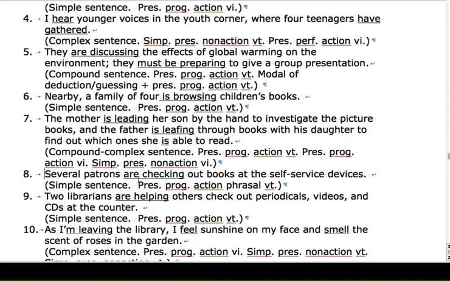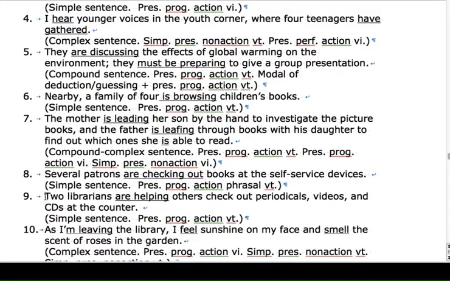Now let's look at sentence number 8. Several patrons are checking out books at the self-service devices. This is a simple sentence with one subject, patrons, and one verb, are checking out books. And we've got the present progressive because this is an action verb and it's a phrasal verb, to check out books. All right, so we could actually underline all of this.